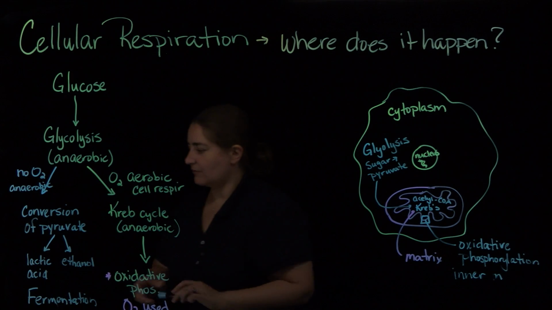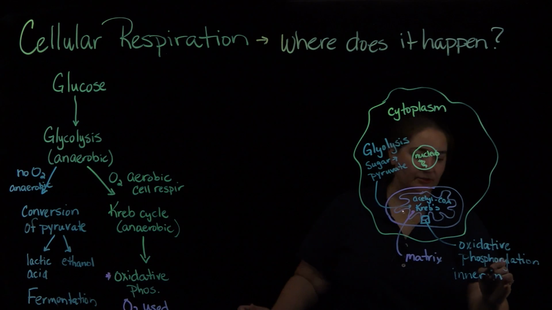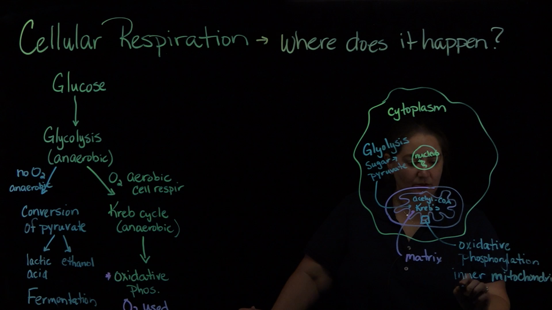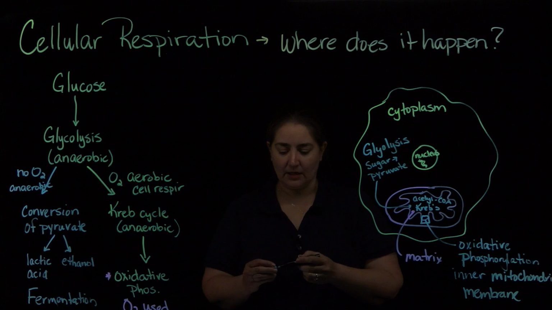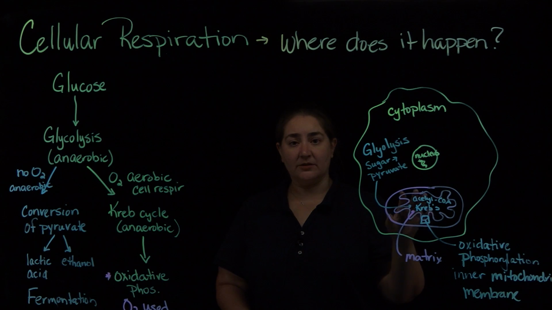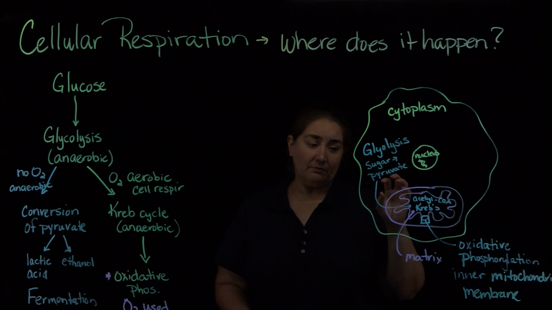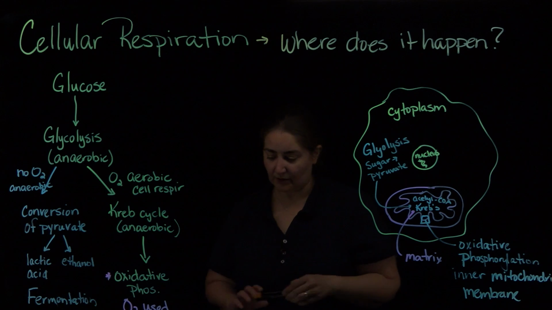Oh goodness, that one got way too squeaky. Hold on, let's see if this one is any better. So the inner mitochondrial membrane is going to be where oxidative phosphorylation is going to occur. That's why I drew the box there. And we'll talk a little bit more in detail about specifically what happens there at the inner mitochondrial membrane and what's going to be produced.